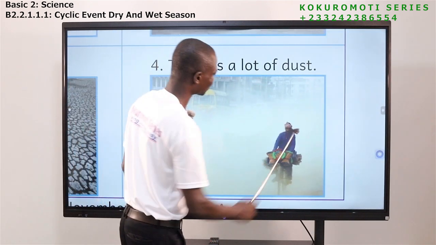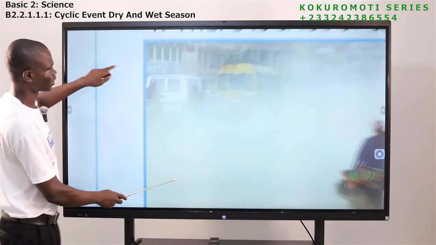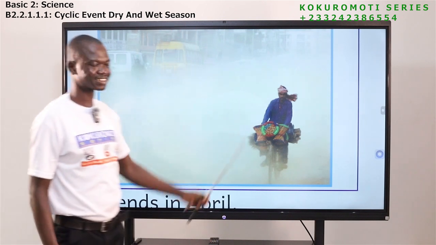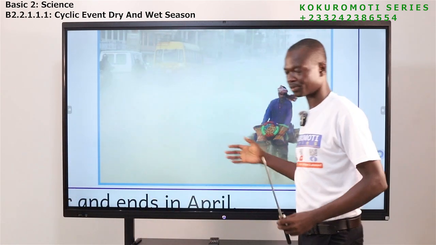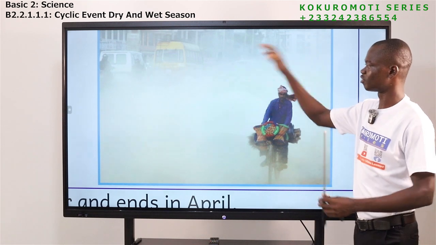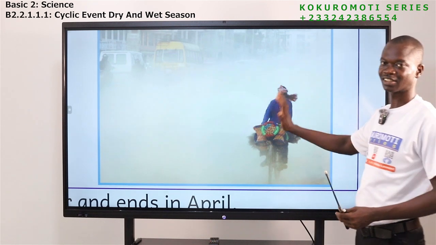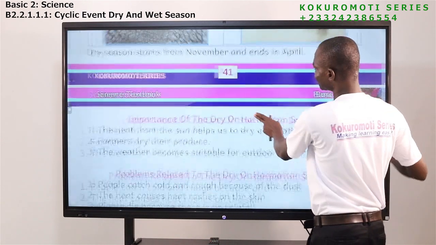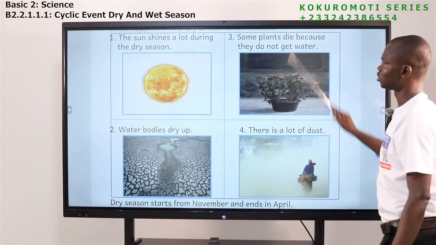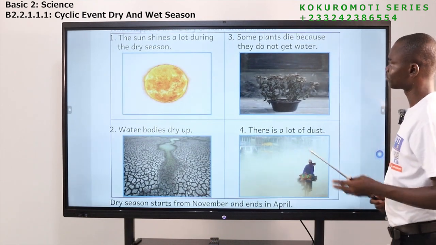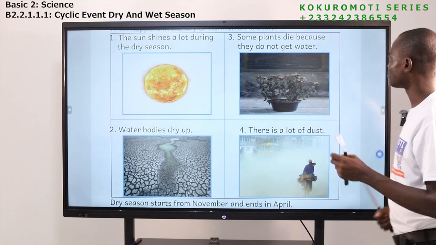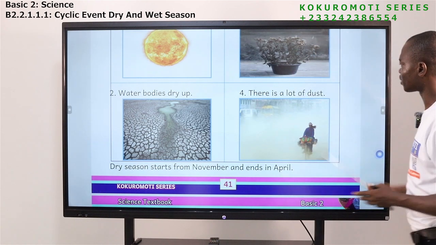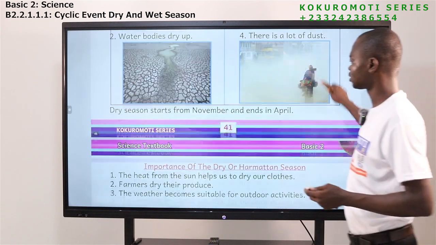There is a lot of what? Dust. So look at the man, and you can also tell that he's riding a bicycle in the middle of a town, but the whole town is dusty because of what? Because it doesn't rain. So we can tell this is around November, December, January in Ghana. So these are some of the things that happen during what? Dry season. Okay, so one, the sun shines a lot during dry season. Then we have seen that some plants die because they do not get water. Moreover, we have seen that water bodies also dry up, and then there is a lot of dust in the air.